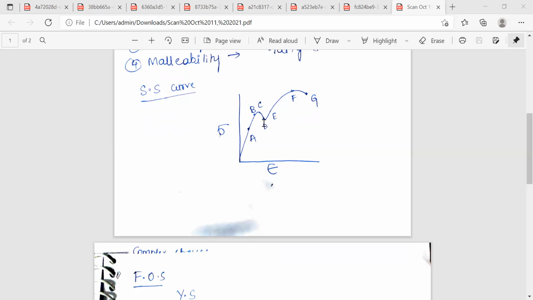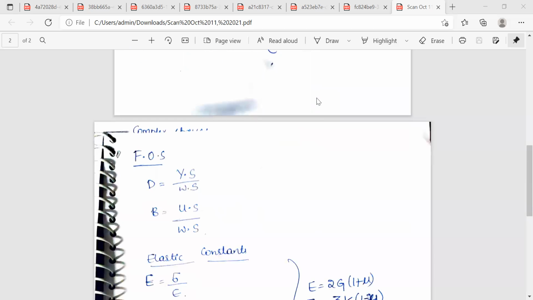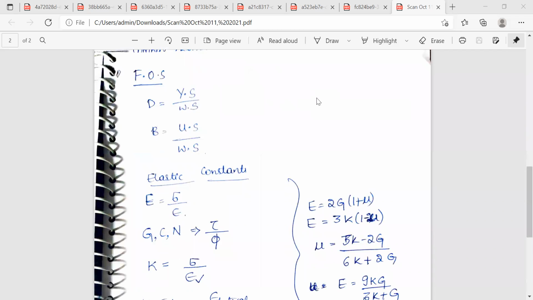C is called the upper yield point, D is called the lower yield point, E is called the plastic zone, F is called the ultimate stress, and G is called the failure point. This is about the stress strain curve. Now the factor of safety for a ductile material and a brittle material: the definition for ductile materials is yield stress by working stress. For brittle material, it is ultimate stress by working stress.